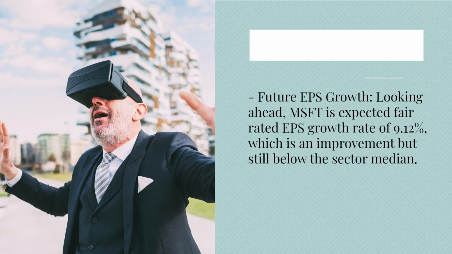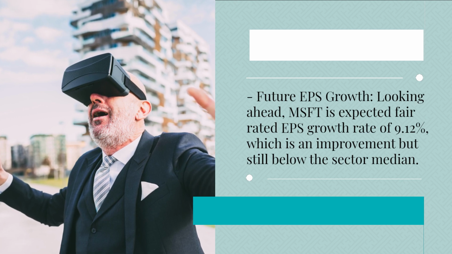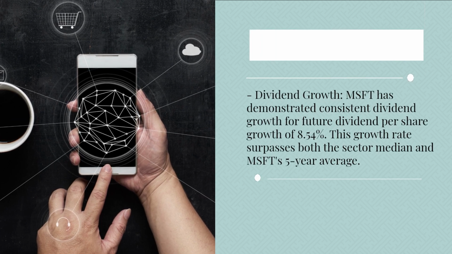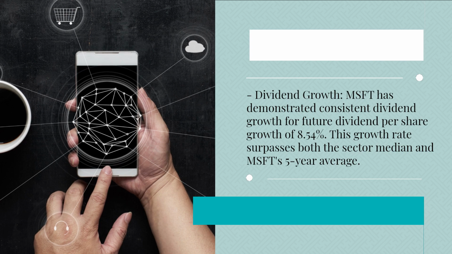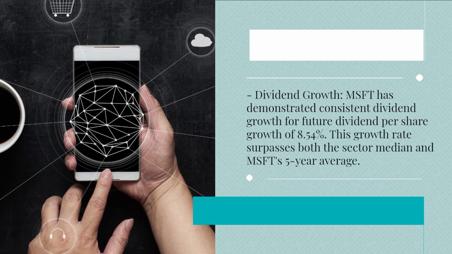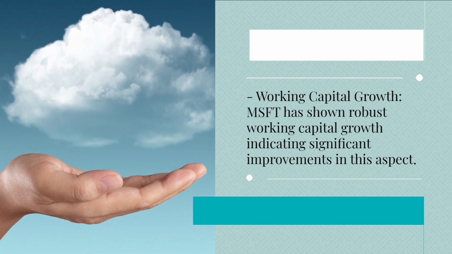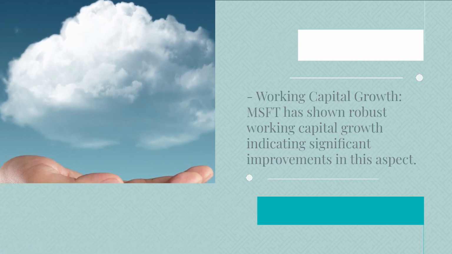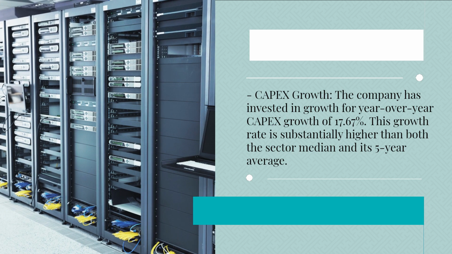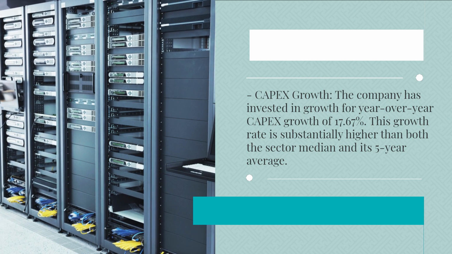Future EPS growth. Looking ahead, MSFT is expected to have a fair EPS growth rate of 9.12%, which is an improvement but still below the sector median. Dividend growth. MSFT has demonstrated consistent dividend growth, with future dividend per share growth of 8.54%. This growth rate surpasses both the sector median and MSFT's 5-year average. Working capital growth. MSFT has shown robust working capital growth, indicating significant improvements in this aspect. CapEx growth. The company has invested in growth, with year-over-year CapEx growth of 17.67%. This growth rate is substantially higher than both the sector median and its 5-year average.